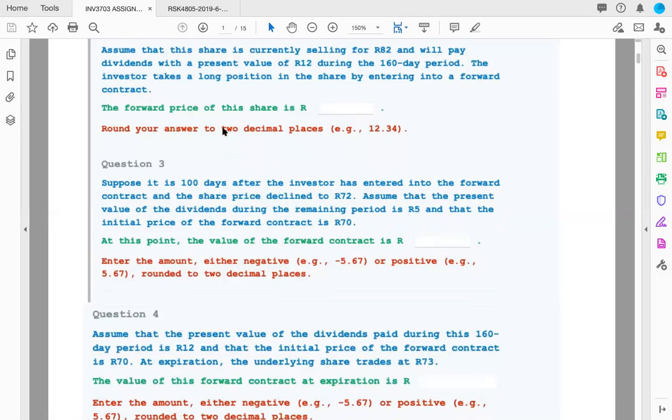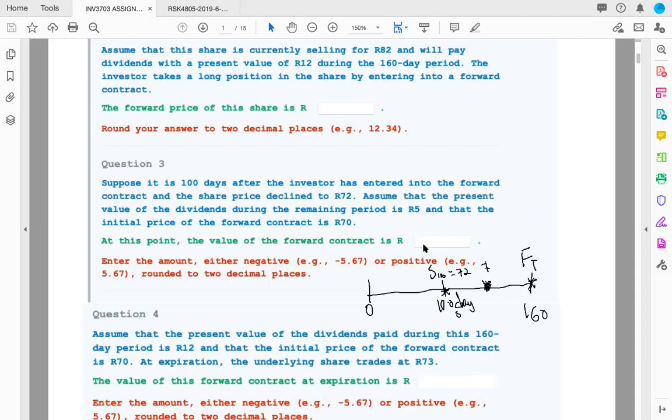Okay, so the idea here is that we are at time 0 initially. We entered into a forward contract that we want to exercise after 160 days. Okay, now 100 days have passed. We're now here. And the share price at 100 days is now 72 Rand. And we just have one remaining dividend of 7 Rand that's going to be paid sometime here.